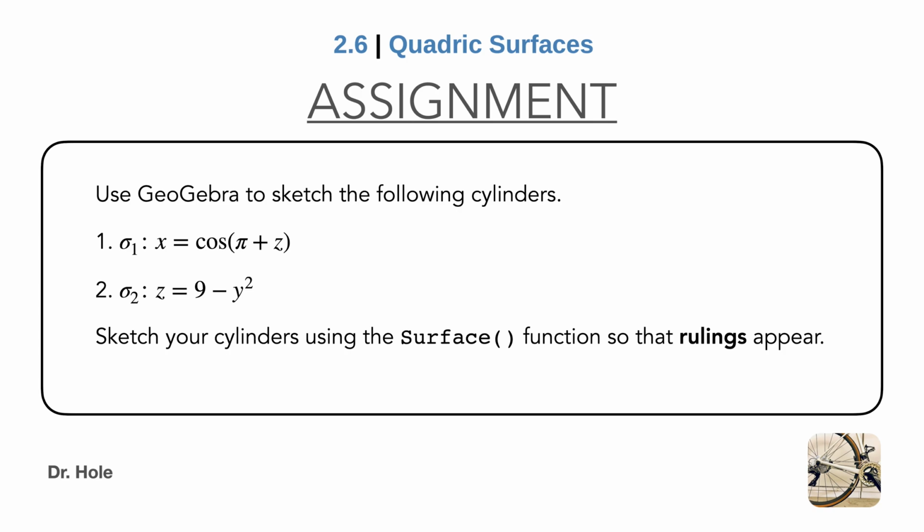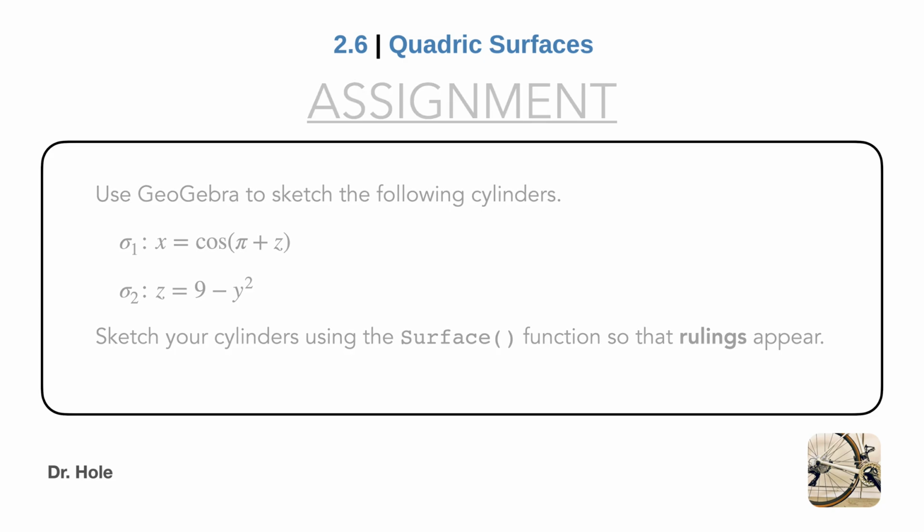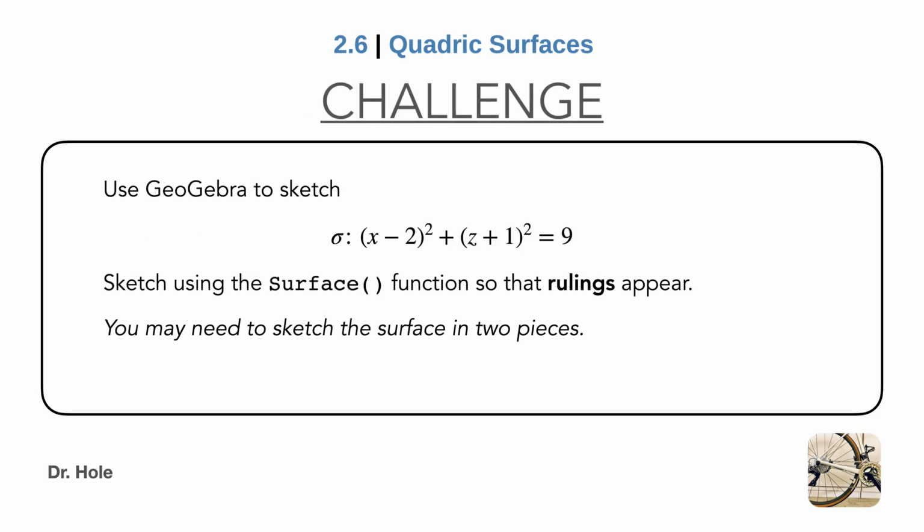Here's an assignment for you. Use GeoGebra and sketch these two cylinders. Use the surface call so that your sketches will appear with rulings. Here's a challenge problem. Do the same thing for this surface. In italics, I've typed out that you may need to sketch the surface in 2 pieces. Other than that, it is not much of a challenge, but see if you can do it.